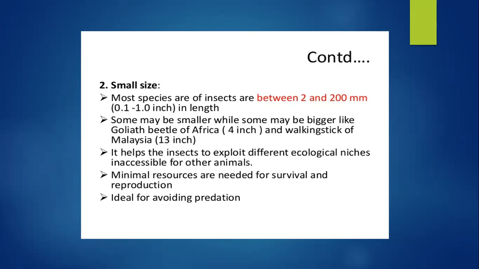So it helps because of the small size of the insects. The insects are able to exploit various kinds of ecological niches which are inaccessible for other animals to move into. They can move to various ecological niches wherever they desire and conveniently live and reside in those areas because of their smallness. That is a major advantage, whereas other animals, because of their size, cannot accommodate or acclimatize in a particular kind of environment or ecological niche, insects do because of their small size. And because of this size, minimal resources are required for them to survive and reproduce.